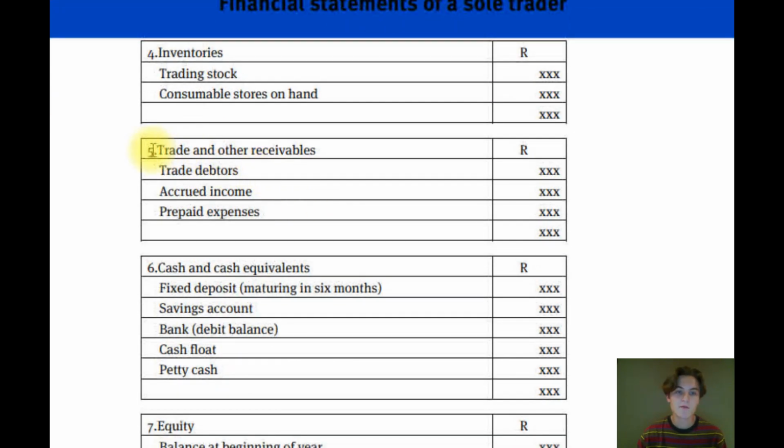And then note 5 is trade and other receivables. So this means everything that we expect to receive in the current financial year. This will relate to accounts such as trade debtors, which is your debtors control minus your discounts allowed. And then you have accrued income and prepaid expenses. I will touch on these in the second part of the lesson and explain exactly what those are.